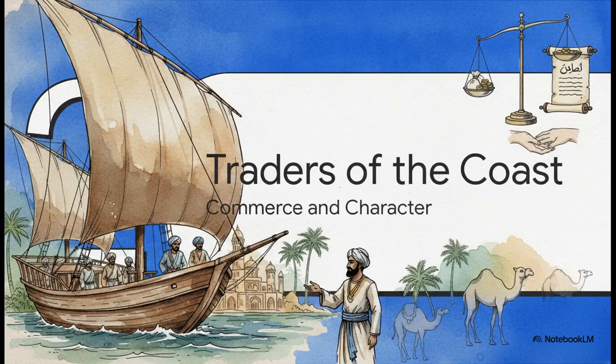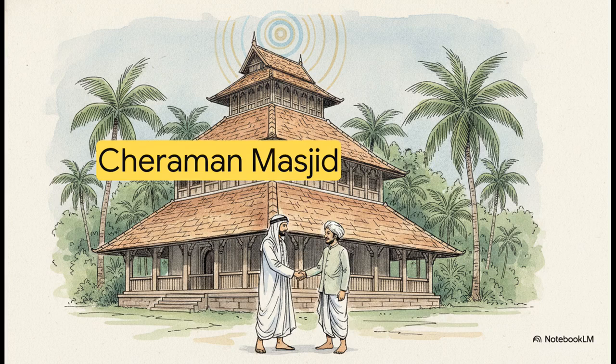Part 2. Traders of the Coast. Arrival through commerce and character. So, when these Arab traders arrived on their massive sailboats, it kicked off a clash of cultures, but not the kind you'd expect. The locals were totally struck not just by their foreign clothes, but by their akhlaq, their impeccable character. They were scrupulously honest, they weighed their goods fairly, and they had just a genuinely good demeanor.